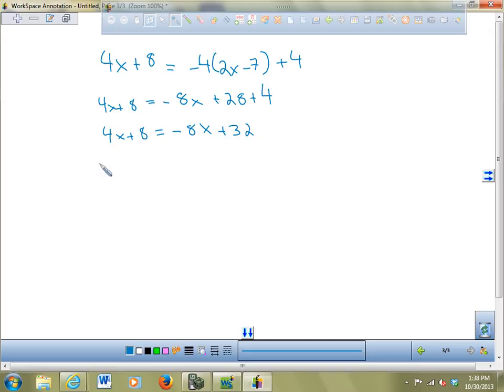Subtract 8, or add 8. Let's subtract 8 from both sides. So I get 4x equals negative 8x plus 24. Now what? I just used the subtraction property, and I used the distributive property up here. Okay, that's right. Plus 8x on both sides.